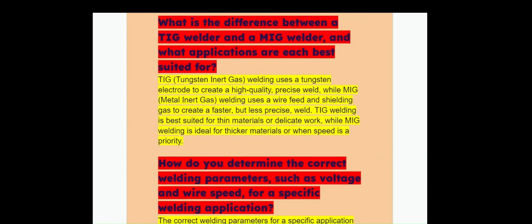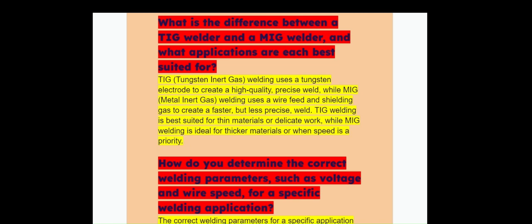What is the difference between a TIG welder and a MIG welder, and what applications are each best suited for? TIG, tungsten inert gas, welding uses a tungsten electrode to create a high-quality, precise weld, while MIG, metal inert gas, welding uses a wire feed and shielding gas to create a faster, but less precise, weld. TIG welding is best suited for thin materials or delicate work, while MIG welding is ideal for thicker materials or when speed is a priority.